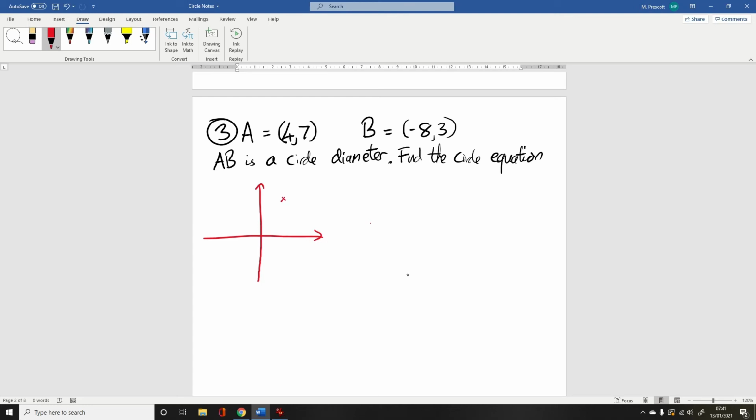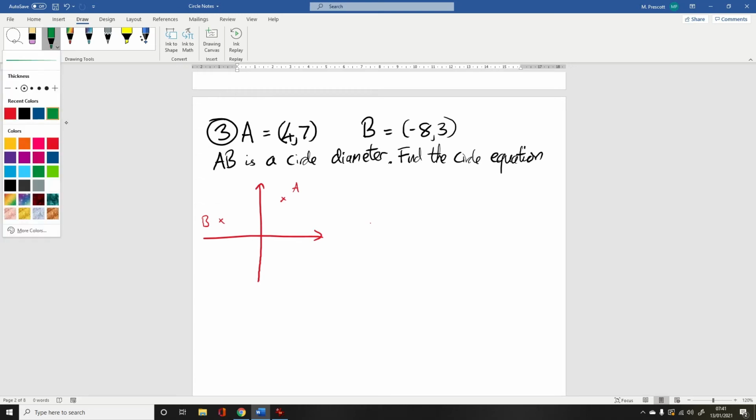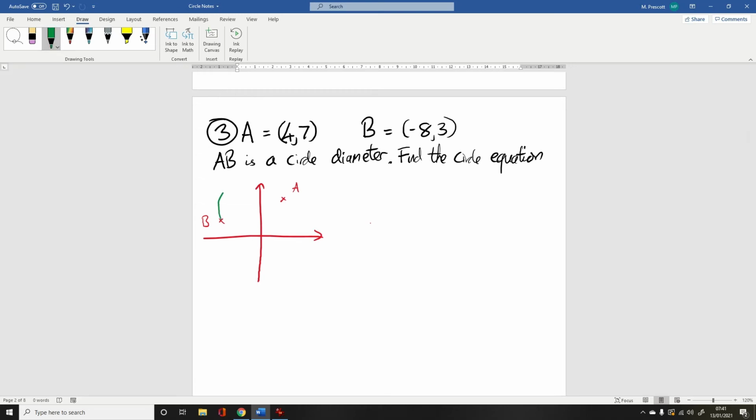We've got our (4, 7) point here, so it's 4 across 7 up, so it's slightly above y equals x, and we've got B is like (-8, 3). So we've got A over here somewhere, we've got B over here somewhere. We have got what I can only assume is going to be an amazingly drawn circle. Brilliant. And we've got obviously the diameter linking A to B.